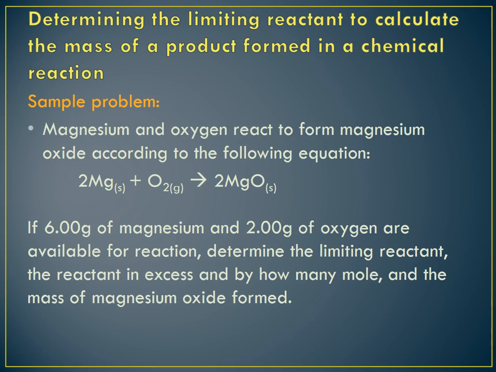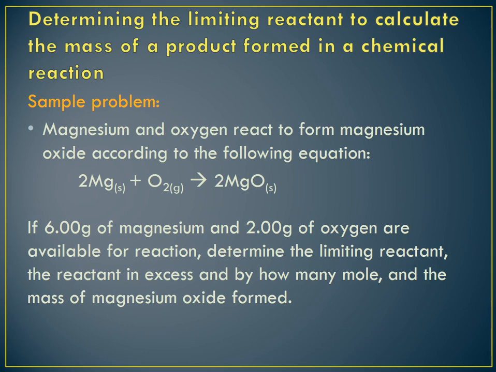So how do we work them out? Let's look at a sample problem. If we're going to determine the limiting reactant to calculate the mass of the product formed in a chemical reaction, it makes sense that the limiting reagent is the one that runs out first, and it is the one that the amount of product we get is dependent on.